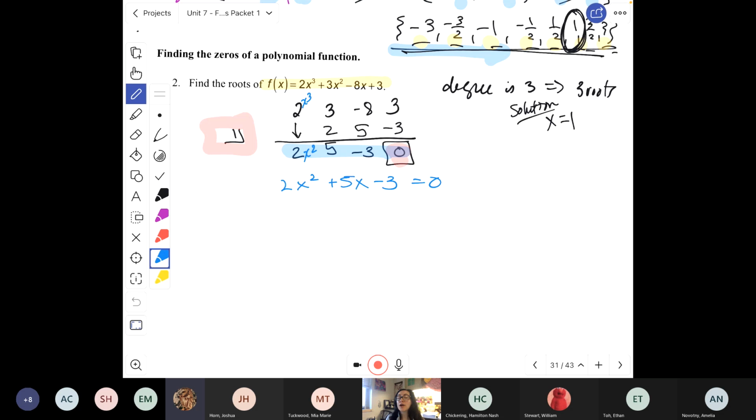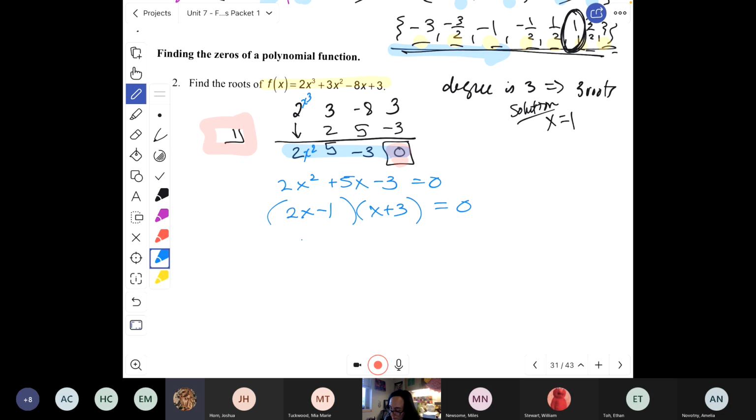Now, this is a quadratic equation, so I could try to factor it, or I could use the quadratic formula. Now, let's practice factoring because that's a good skill to have. And let's go ahead and factor this quadratic trinomial. What would the two factors be? Uh, 2x minus 1 and then x plus 3. Fantastic. Thank you, Miles. That's absolutely correct. Is that Miles? Sounded like Miles.